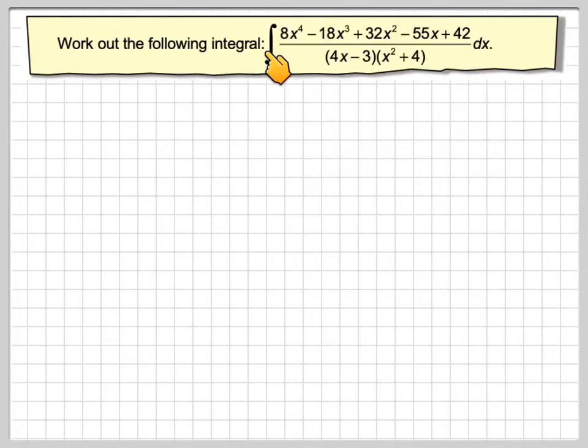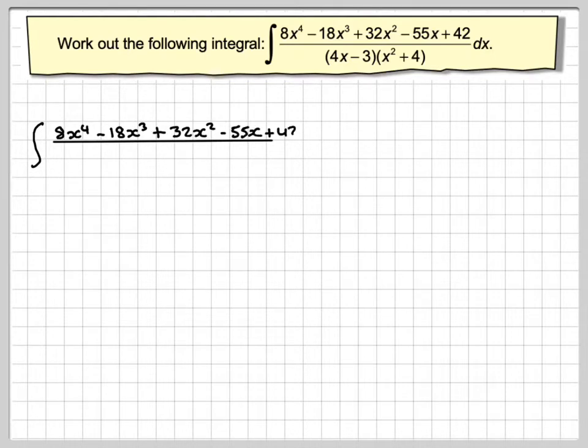Work out the following integral. We've got 8x to the 4 minus 18x cubed plus 32x squared plus 55x plus 42, divided by 4x minus 3 times x squared plus 4. Right, so writing that out.